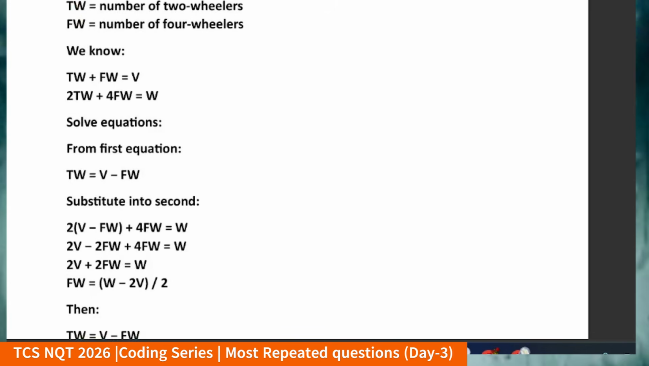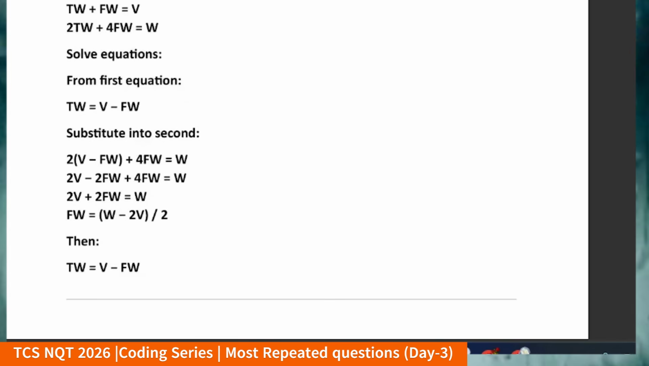Now coming to the equation, if you solve this, from the first equation you get TW equal to V minus FW, meaning we are just sending FW to the right hand side. Then we substitute into the second equation, just put the value of TW in the second equation. After solving this you will get FW equal to (W minus 2V) by 2. So this is the mathematical intuition you will be getting.